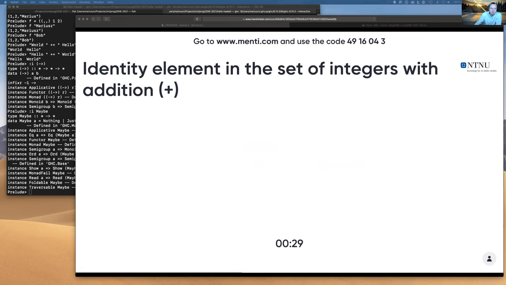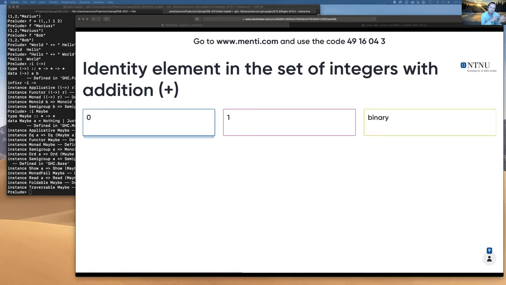The next one: you have to type, what is the identity element on the set of integers with addition, with plus? We know the set of integers with plus is a monoid, but to be a monoid, it has to have the identity element. So what is the identity element for plus? What something plus something always gives the first something?